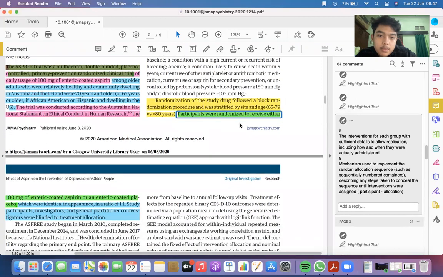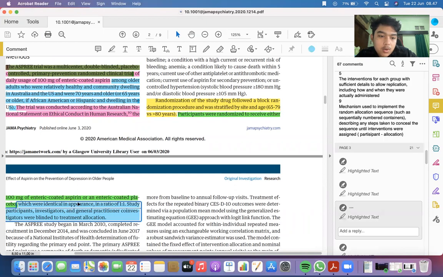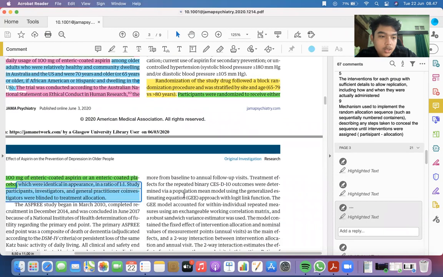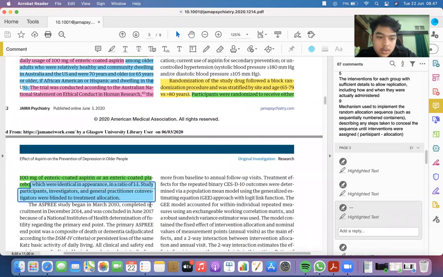Participants were randomized to receive either 100 mg of enteric-coated aspirin or an enteric-coated placebo, which were identical in appearance, in a ratio of 1:1. Study participants, investigators, general practitioners, and co-investigators were blinded to treatment allocation.